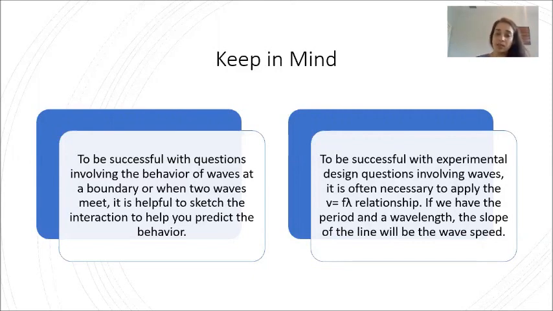And then also to be successful with experimental design questions involving waves, it is often necessary to apply the relationship where the velocity of a wave is equal to the frequency times the wavelength. Right? We learned about that towards the beginning of this unit. If we have the period and the wavelength, then the slope of a line will help us determine the speed of the wave. Right? And that's just a linear relationship that we've seen in many different contexts throughout this whole year.